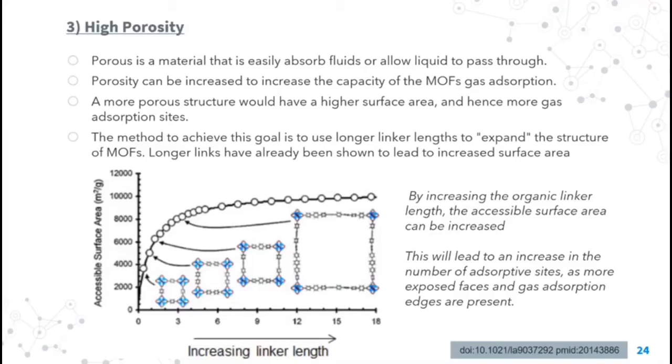When we increase the organic linker length, the accessible surface area can also be increased. This will lead to an increase in the number of absorptive sites, as more exposed faces and gas absorption edges are present. You can see in the graph that when we increase the linker length, the surface area also increases, which means that the number of absorptive sites can also increase.